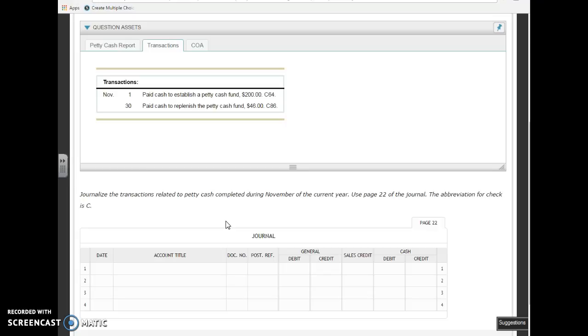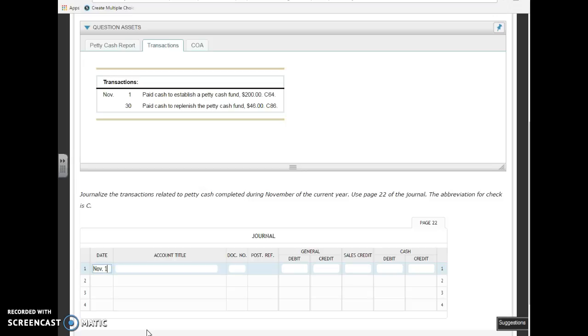Are we establishing or are we replenishing? Because we journalize the two differently. So since we're establishing, what we're going to do is type in the date, November 1st. Now, petty cash, we talked about in class that petty cash is an asset account.